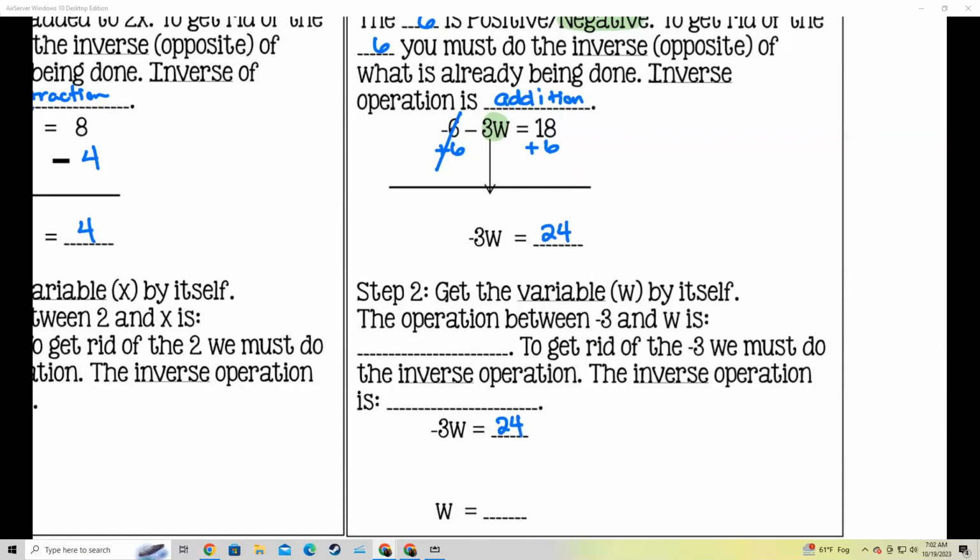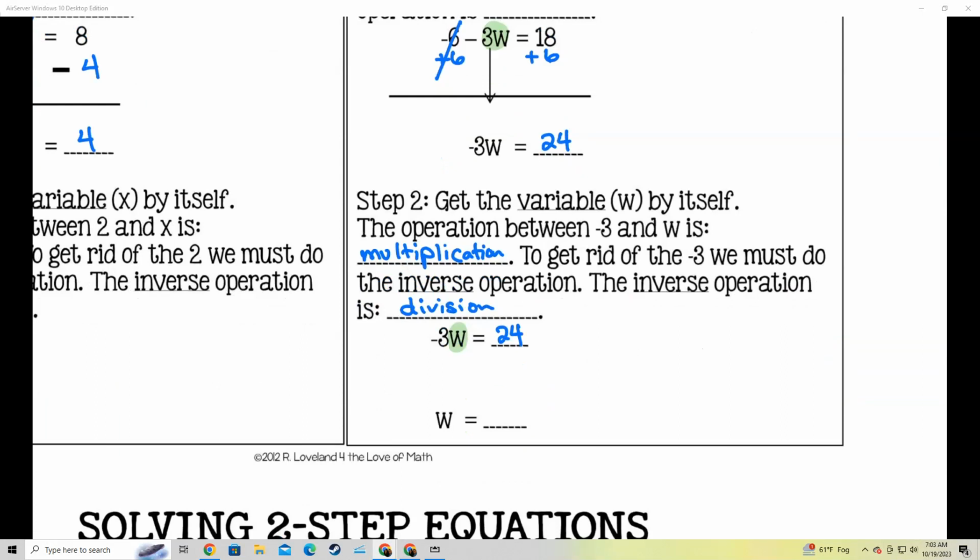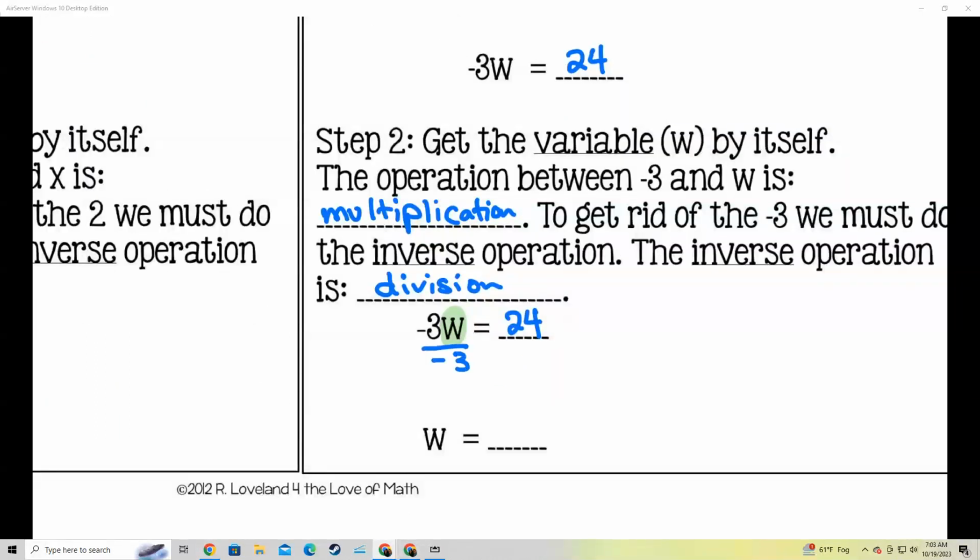So now that I have a little bit less, now I'm really going to focus in on that w. The operation between negative 3 and w is multiplication because I don't see an operation. Remember, we're going to assume it's that little dot. To get rid of the negative 3, we must do the inverse operation. The inverse operation is division. So what I'm going to do is divide both sides by negative 3 because we're doing the opposite. Notice that I have the line stuck between the two numbers because this is division. The w is going to drop. 24 divided by negative 3 gives me a negative 8.